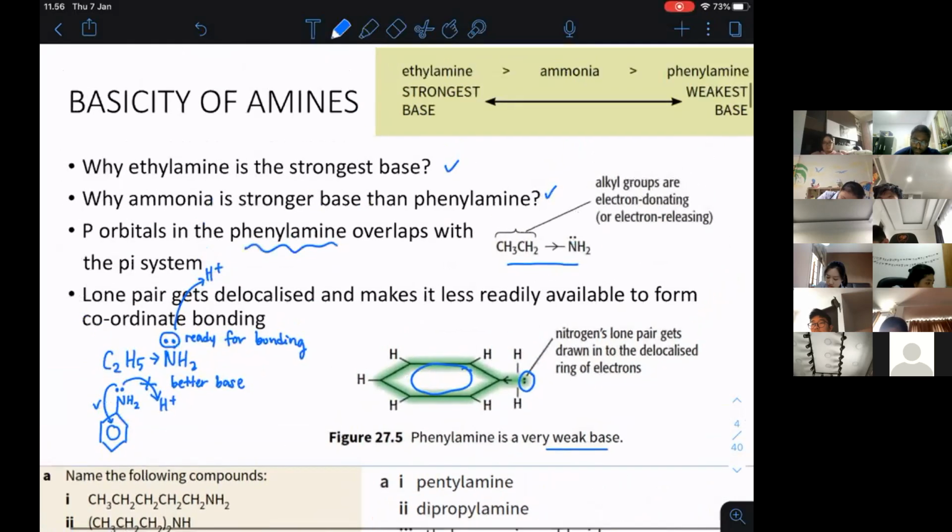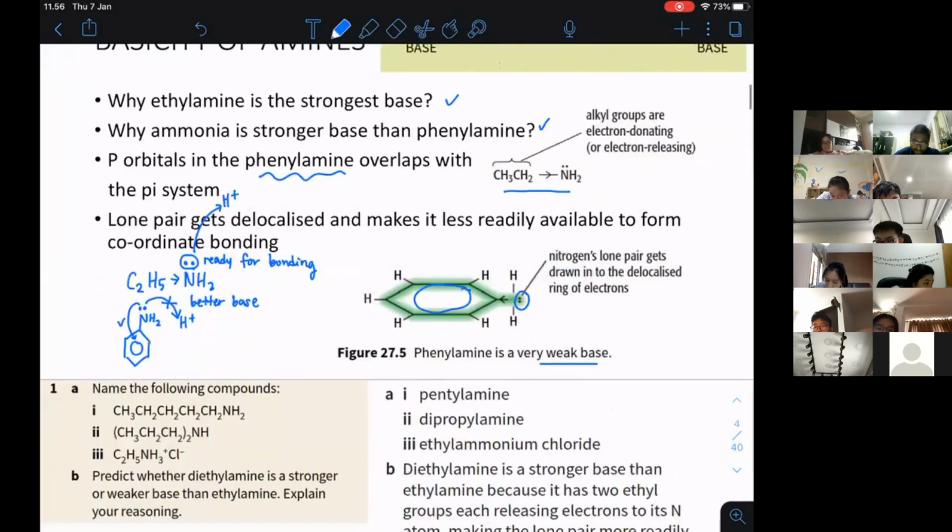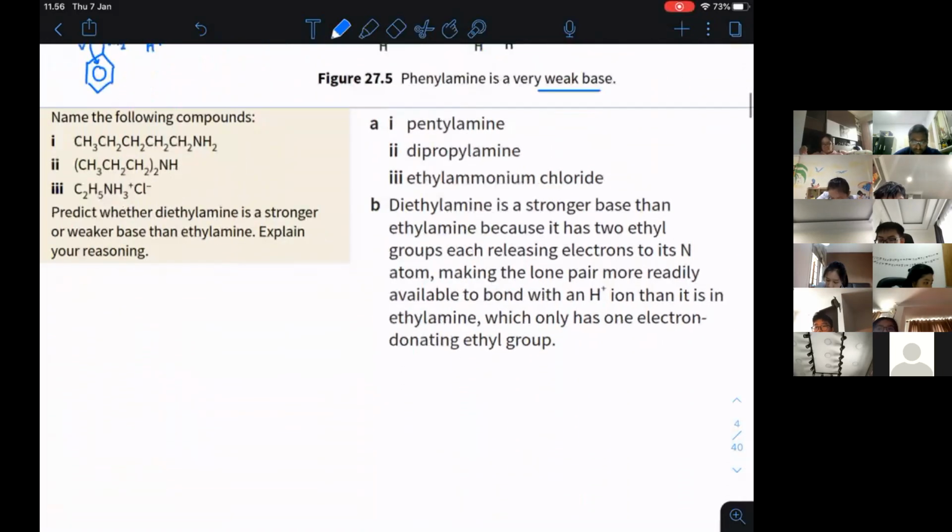So you can refer to the notes. Until now, any questions? Lawi, any question? Okay, I hope it's clear. So you should be able to identify which one is a better base and which one is going to be a weaker base, and so on. Very important. If you move on, now naming the compound.